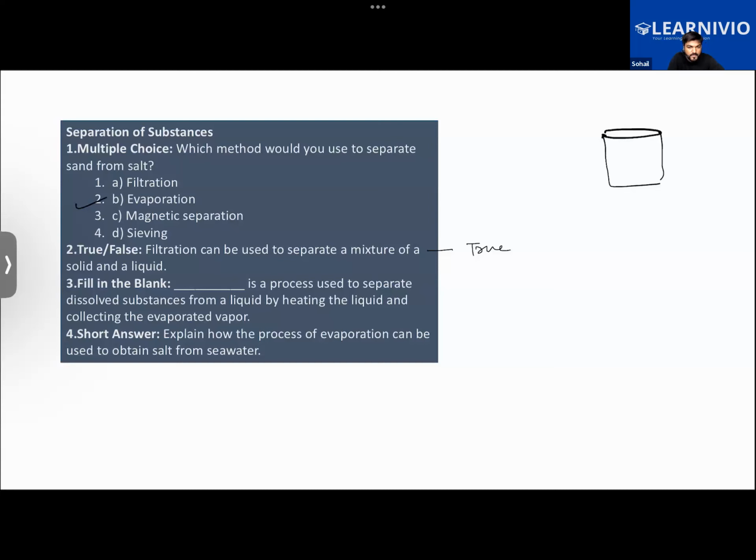Next. Dash is a process used to separate dissolved substance from a liquid by heating the liquid and collecting the evaporated vapor. I have provided three options here.